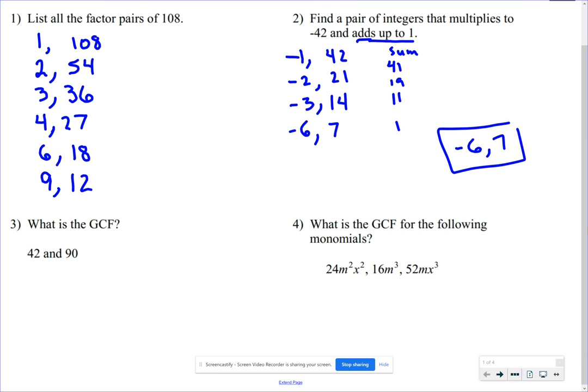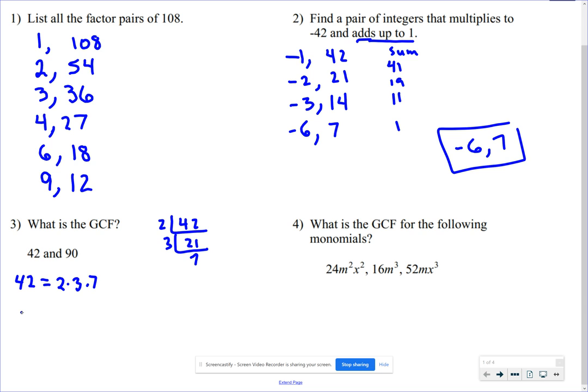Problem number 3, what is the GCF of 42 and 90? So I'm going to take the 42 and I'm going to break it down as a product of primes and do a little factor chart. 42 is divisible by 2 because it's even. 21 is what I come up with. 21 is not prime, so I can't divide it by 2, but I can divide it by 3 because 21 is 3 times 7. So my 42 is 2 times 3 times 7.